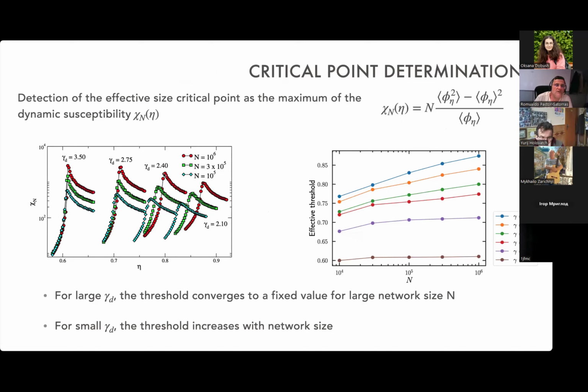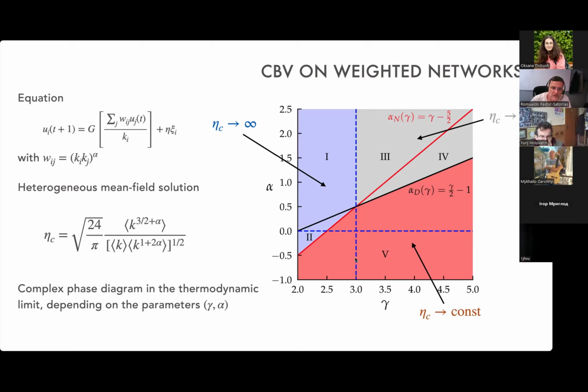So we have one region in which the threshold in the thermodynamic limit goes to infinity. And this essentially means that the system is very robust to noise. So you need very large noise to destroy order. We have this other region in which your threshold at the thermodynamic limit is a constant. So you have a clear separation between an ordered and a disordered phase. And also we have this new strange region in which, in the thermodynamic limit, the threshold goes to 0. And this means that even a little bit of noise is able to destroy the order in your system.